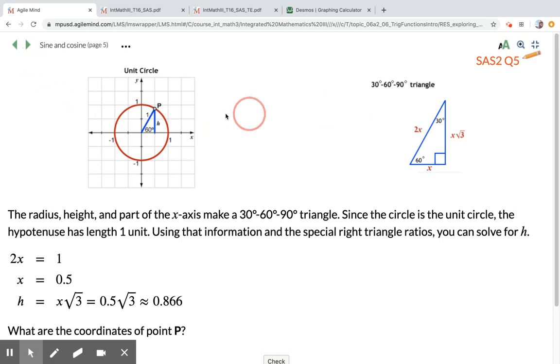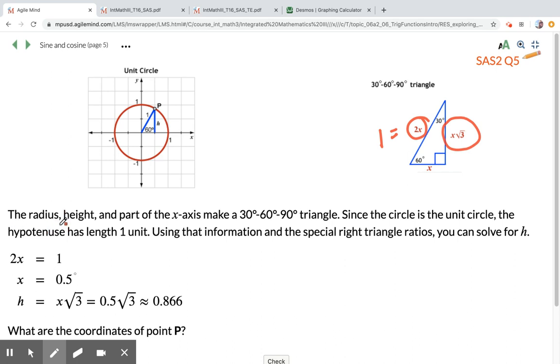All right. Since I had 60 degrees here, it's definitely a 30, 60, 90 triangle. I'm going to grab my pen here. I'm trying to find this guy over here. I know what this is. We know that that's equal to 1, right? Because we said it was a unit circle, so the radius is going to be 1. So 2x equals 1. That means that x must be a half, because 1 divided by 2 is a half.